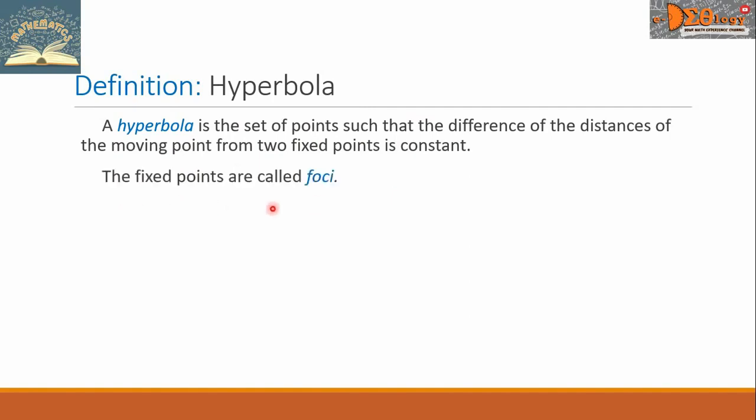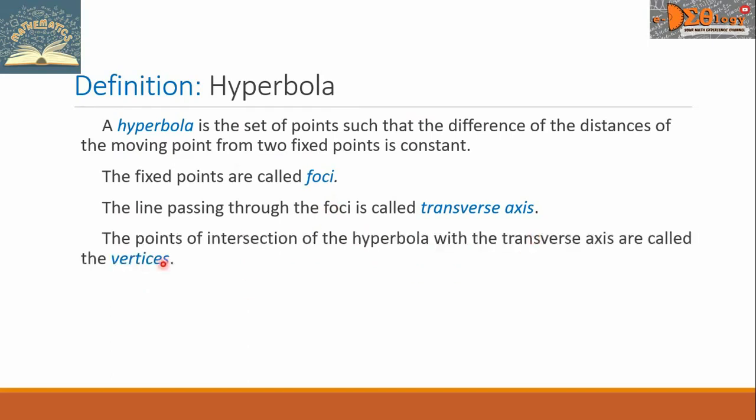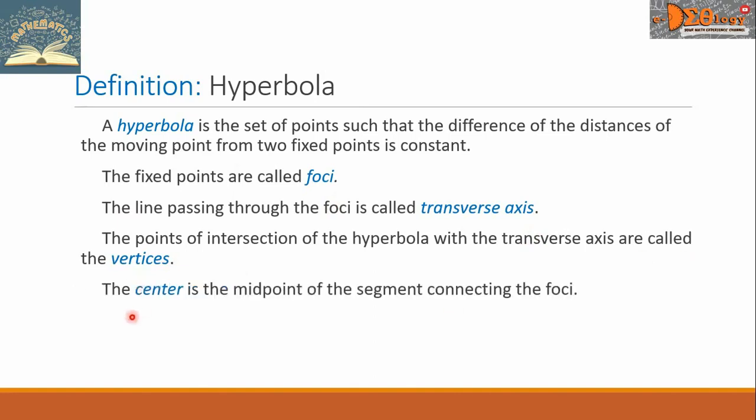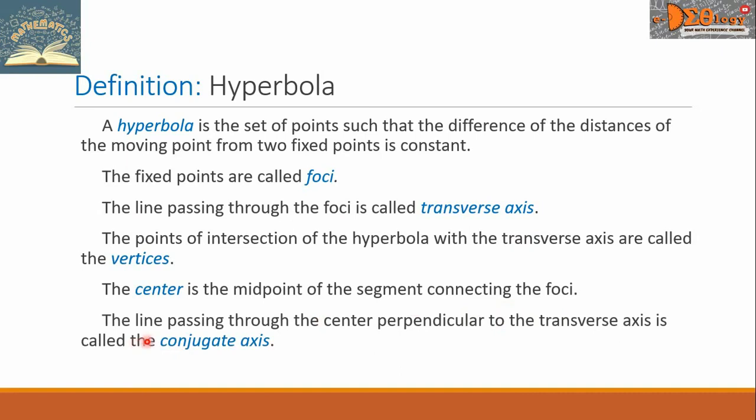The fixed points are called foci. The line passing through the foci is called transverse axis. The points of intersection of the hyperbola with the transverse axis are called the vertices. The center is the midpoint of the segment connecting the foci. The line passing through the center perpendicular to the transverse axis is called the conjugate axis.